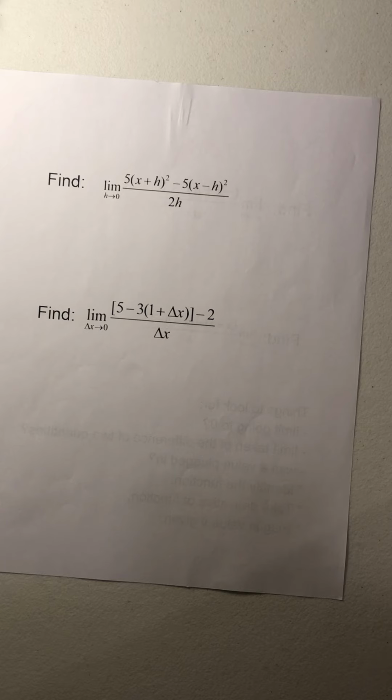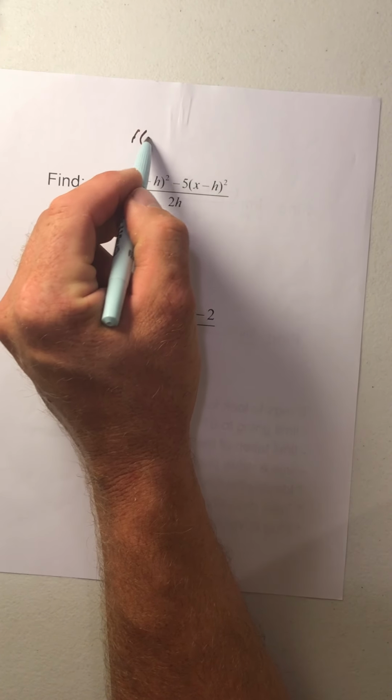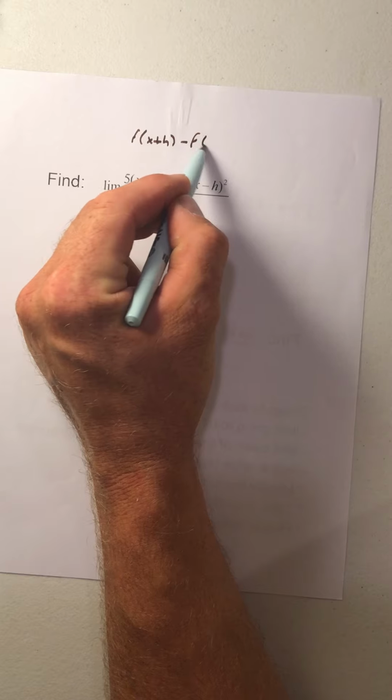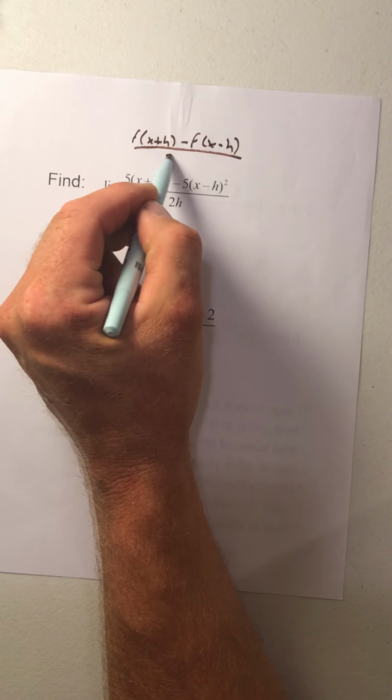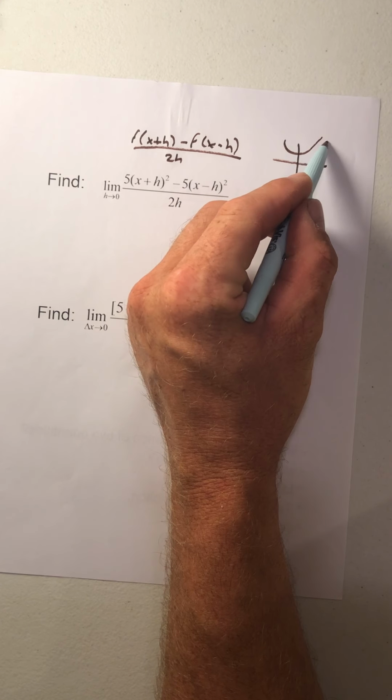Here we're looking at the limit as h goes to 0 of 5 times the quantity x plus h squared minus 5 times the quantity x minus h squared all over 2h. So that's going to be, again, our derivative that we're looking for, and it's an alternative form. If you recall, we could have had that f of x plus h minus f of x minus h all over 2h. That's where we're taking the secant line between 2 points.